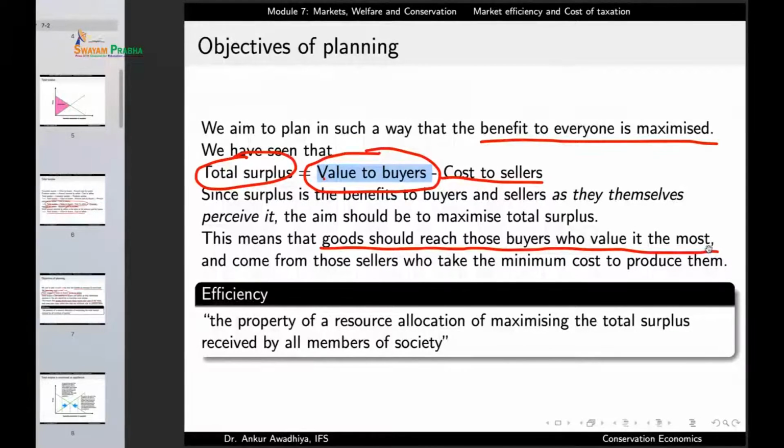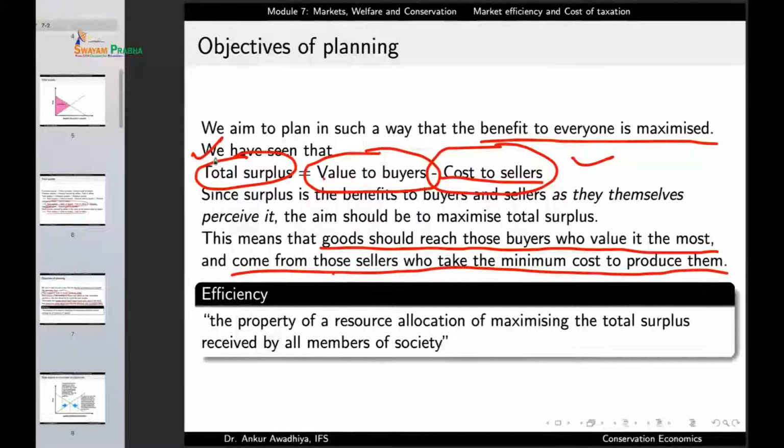At the same time, it should come from those sellers who take the minimum cost to produce them. Because in this equation, when the cost to the sellers is reduced, then the total surplus increases. And which is what the objective of planning should be. So in the case of a proper planning, we are trying to maximize the surplus of the society. We are trying to maximize the buyers as well as the seller's surplus, or the producer as well as consumer surplus. And in that case, what we are saying is that we should produce more and more of those goods that have a higher value, and these goods should go to those people who value them the most, because in that case the buyer surplus will be, or the consumer surplus will be maximized.